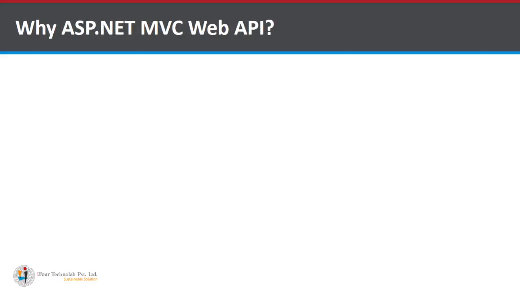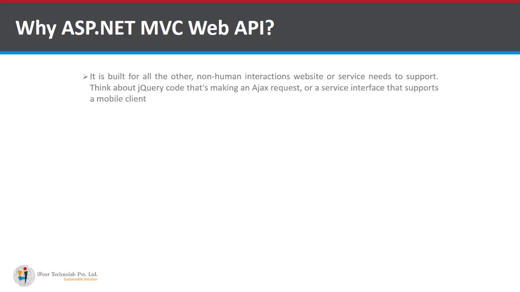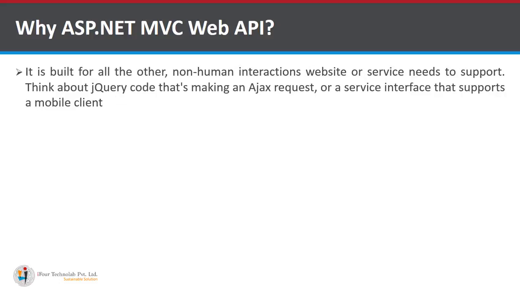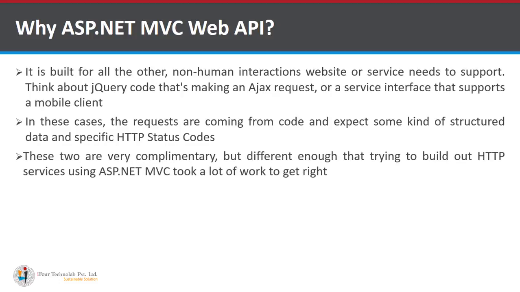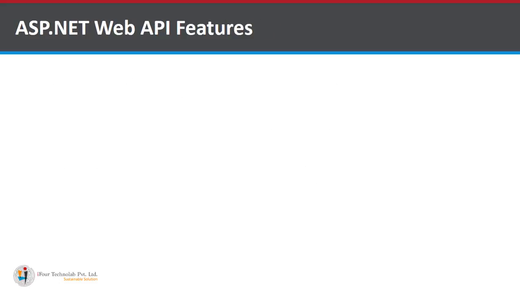Now let's see why ASP.NET MVC Web API. It is built for all other non-human interaction that a website or service needs to support. Think about jQuery code that's making an AJAX request or a service interface that supports a mobile client. In these cases, the requests are coming from code and expect some kind of structured data and specific HTTP status codes. These two are very complementary but different enough that trying to build out HTTP services using ASP.NET MVC took a lot of work to get right.